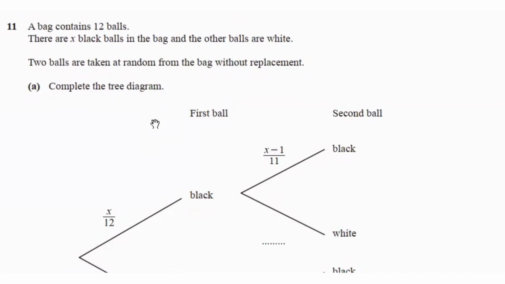Question 11 says the bag contains 12 balls. There are x black balls in the bag and other balls are white. 2 balls are taken at random from the bag without replacement. Complete the tree diagram.